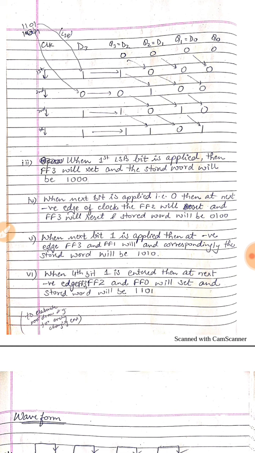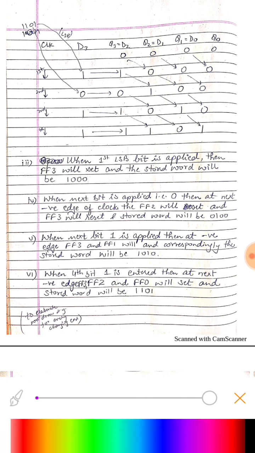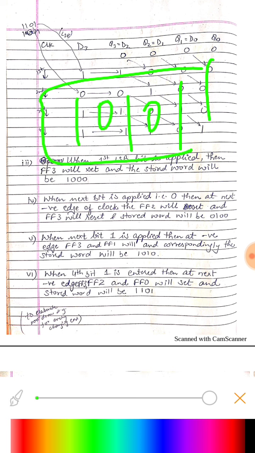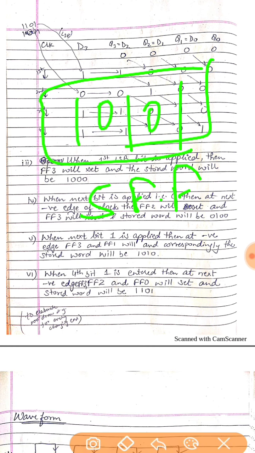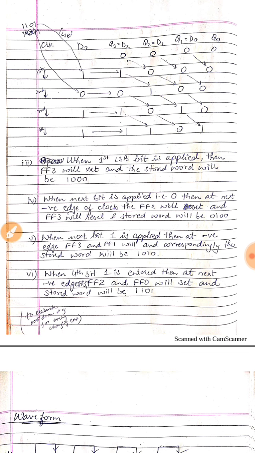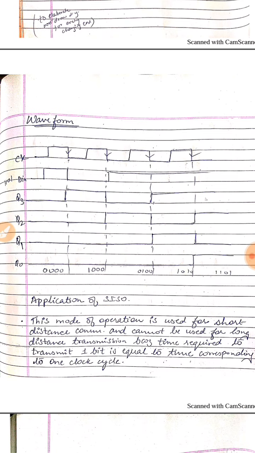Okay, so it can come in your MDU semester exams. He will give you a bit stream like this, 1 0 1 0 1. If I need to store 5 bits, then I will need 5 flip flops to store this pattern. So this is how shift registers work, serial in serial out. Okay, this is the timing diagram.